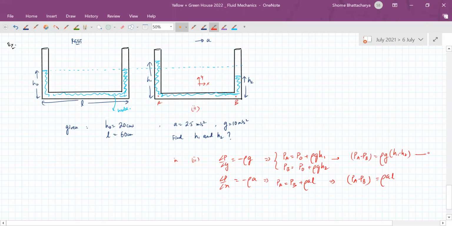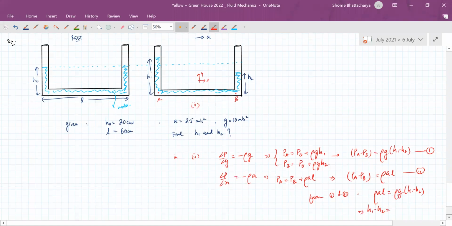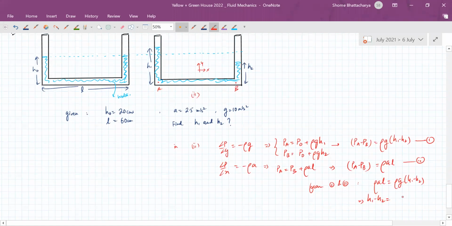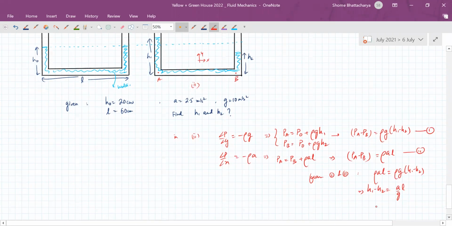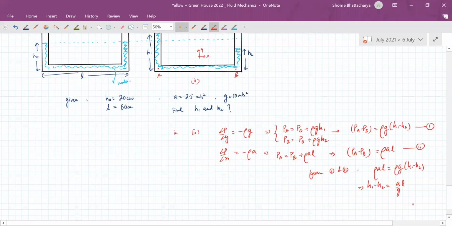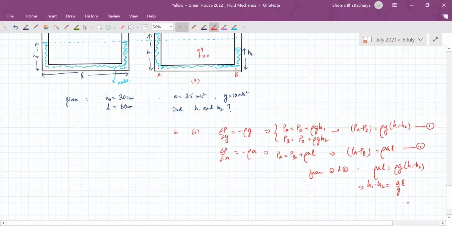Now connecting these two equations, from equation 1 and 2, we basically get that same tan theta kind of equation, that rho a L is equal to rho g times (h1 minus h2). So h1 minus h2 is equal to a by g times L. When we substitute the values here, we'll get one relation: h1 minus h2 is equal to a by g ratio, which is 1 by 4, and L is 60. So it will come out to be 15 centimeters. The difference in the heights is 15 centimeters.